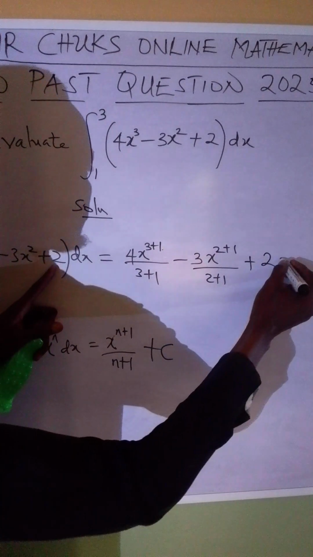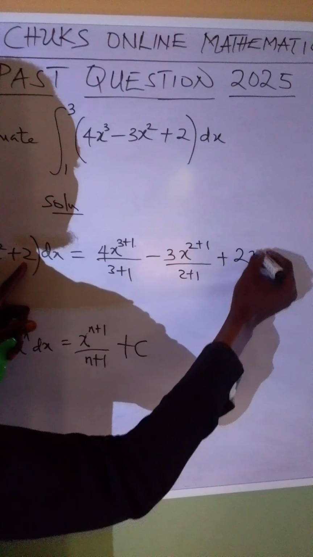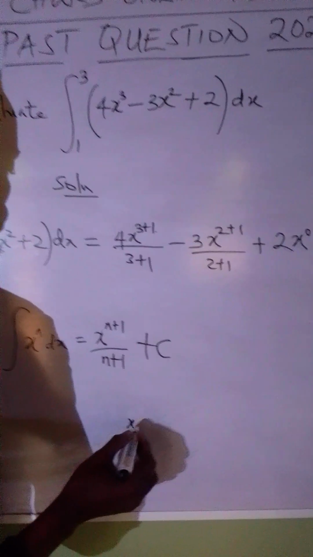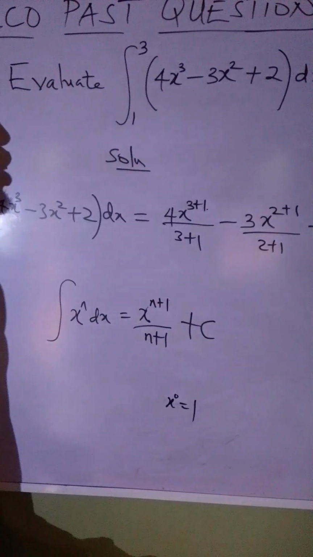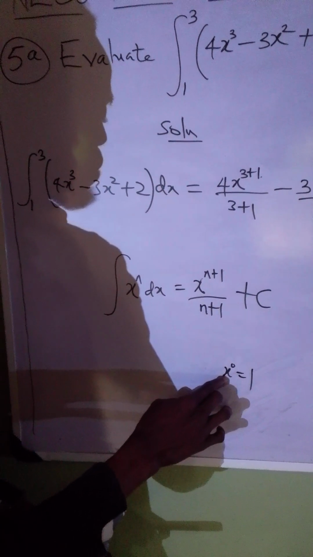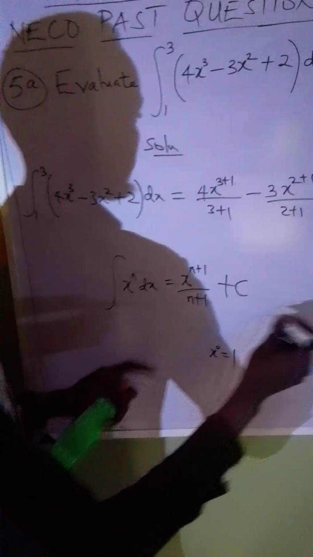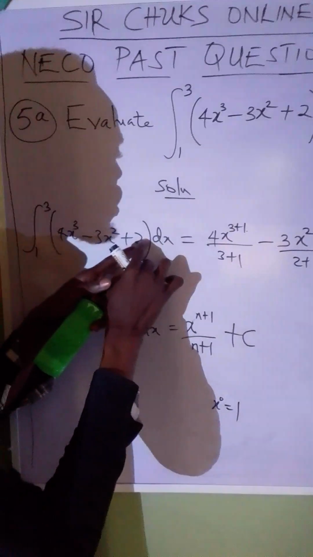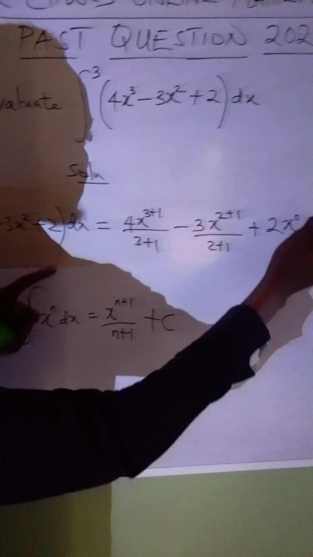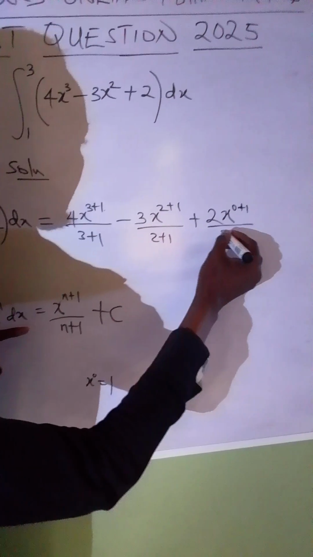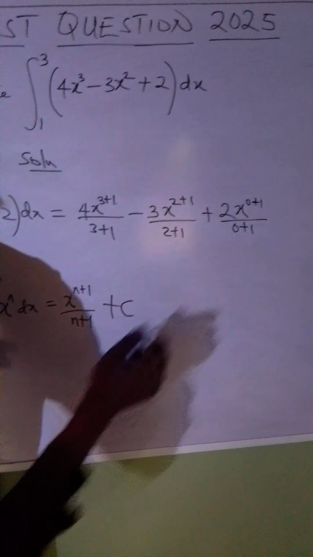2 here can also be written as 2x raised to power 0, because you know that x raised to power 0 is equal to 1. Any base raised to the power of 0 is equal to 1. So that means there is an invisible x raised to power 0 here. So the power of the x is 0. Then increase it by 1, then divide it by the new power, 0 plus 1. Are you seeing what I'm doing?